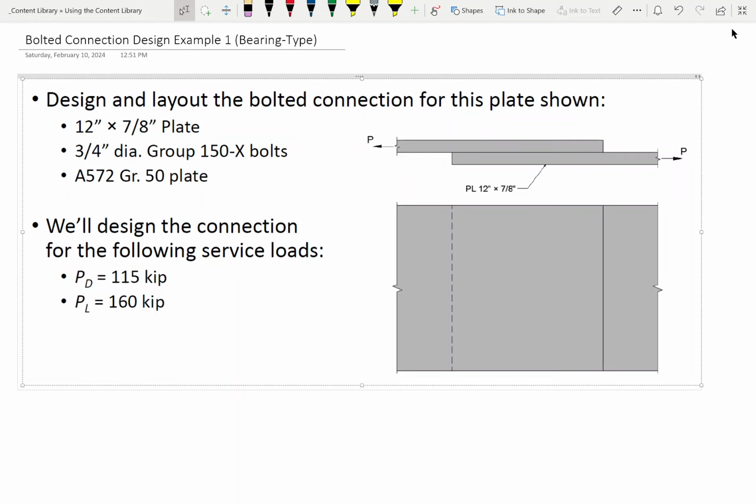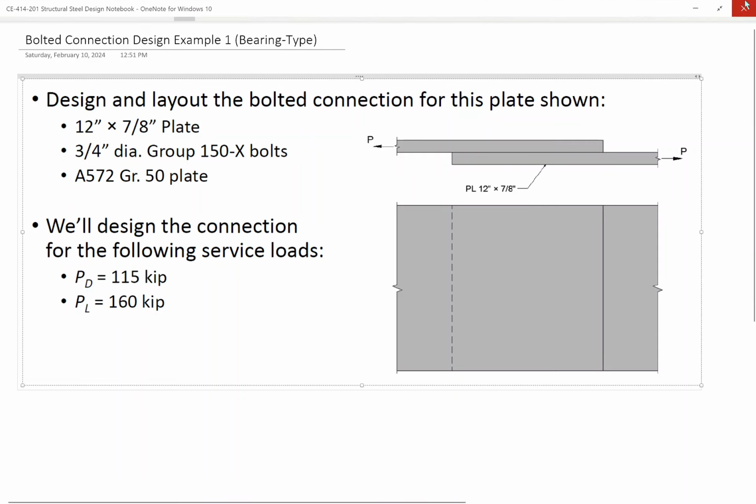I'm going to show you the process of designing a connection, essentially start to finish, and let's see what we come up with. I'll go through a couple of side notes on this as we move forward.